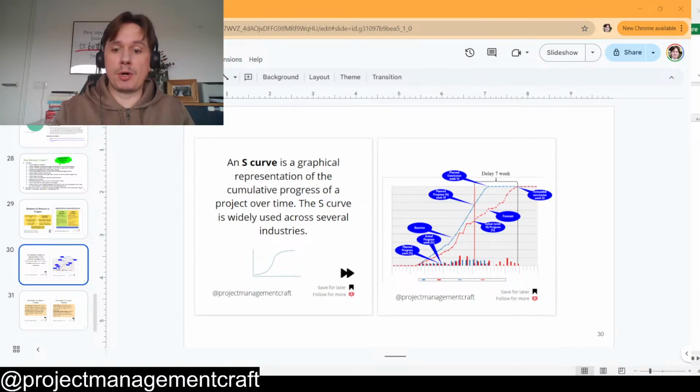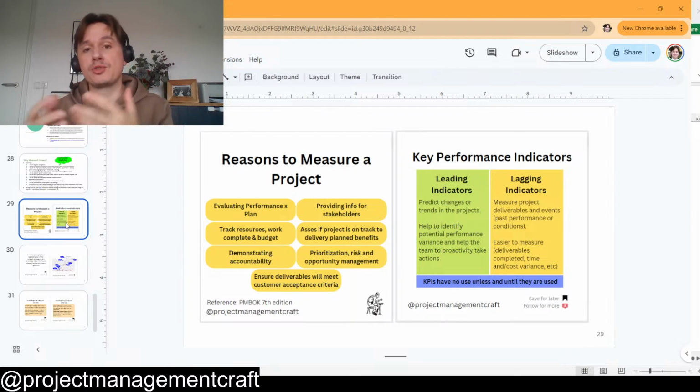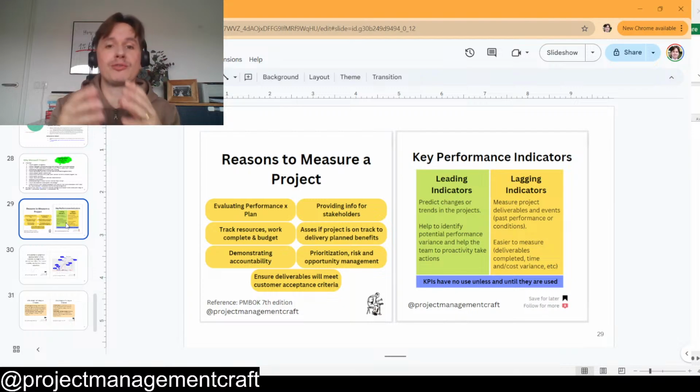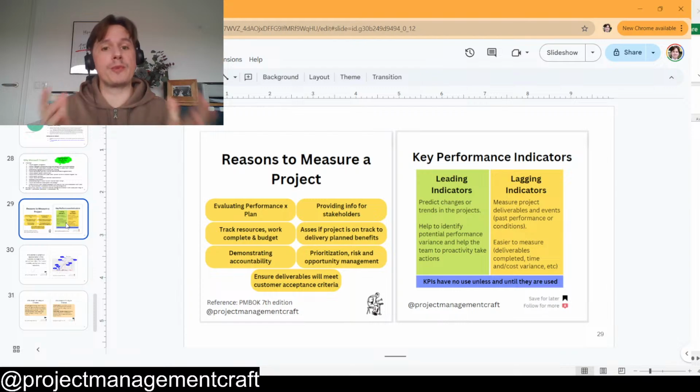The topic I'm going to talk about today is an S-curve, and of course, just a short step back before explaining what an S-curve is. At this point, if you have been following me, you understand that you need to measure a project. That's why measurement is one of the performance domains in the Project Management Body of Knowledge, PMBOK 7th edition. The reasons to measure a project are several, from evaluating performance versus plan to providing proper feedback for stakeholders.